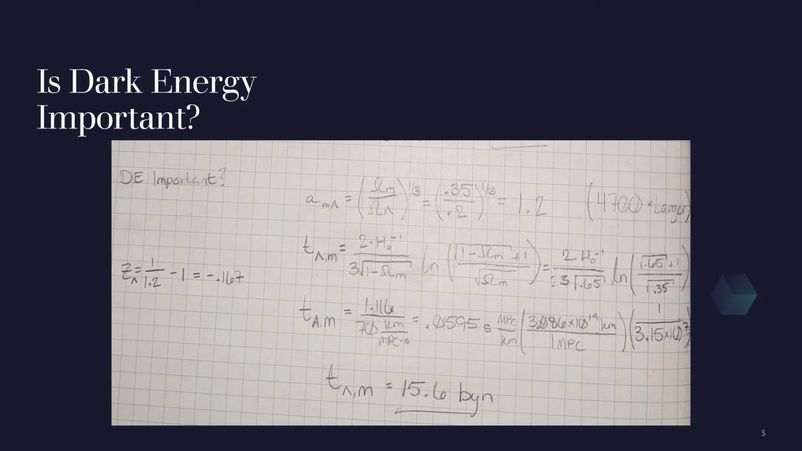Is dark energy important in my universe? Important to me means that dark energy is the dominant factor. So I calculated the time of dark energy matter equality, which came out to 15.6 billion years. In terms of our own universe, dark energy is not significantly important. If our universe was about 2 billion years older, then it would be significant.